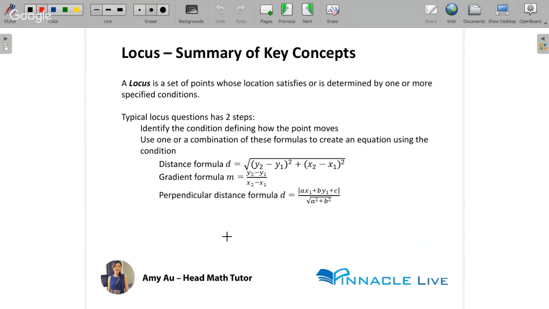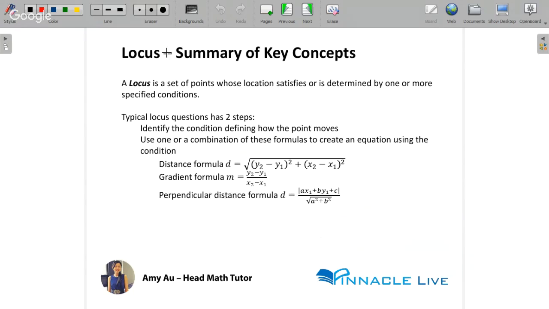So going straight into the first topic, locus. Locus is one of those topics that a lot of students tend to fear. What is locus, this mysterious word, and not sure what to do with the questions under the area. But if you take a step back, it really just is coordinate geometry, and I'm hoping to dispel some of that fear around locus and how to tackle those questions today.